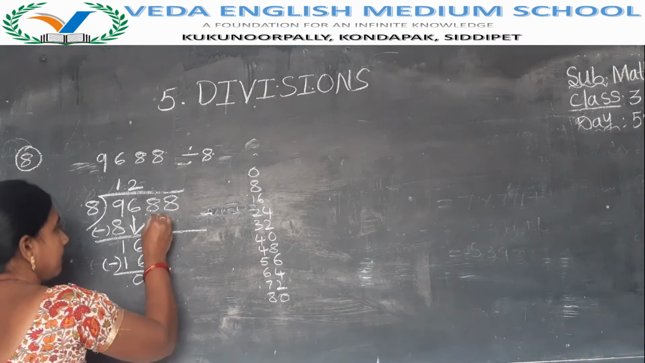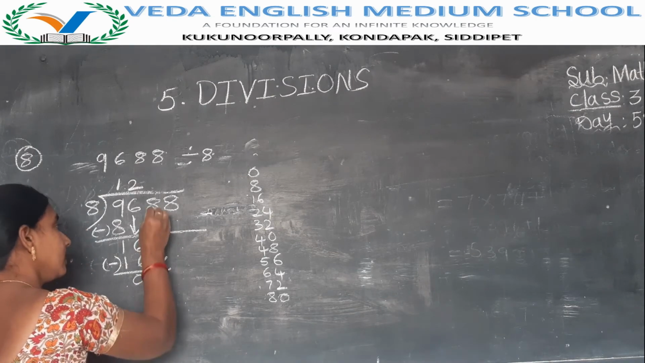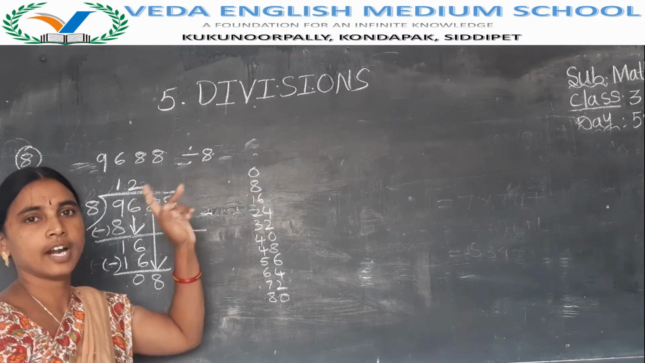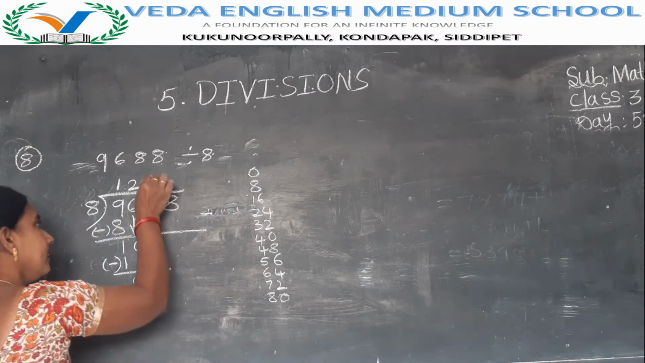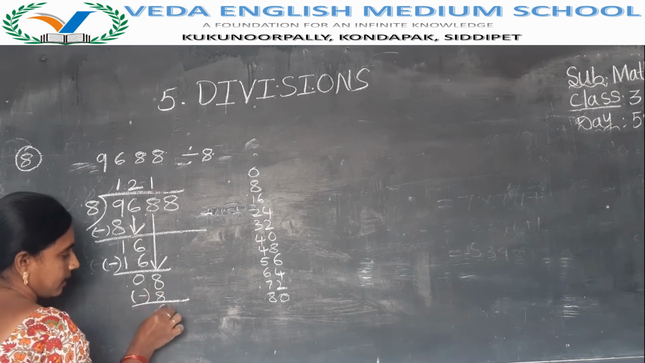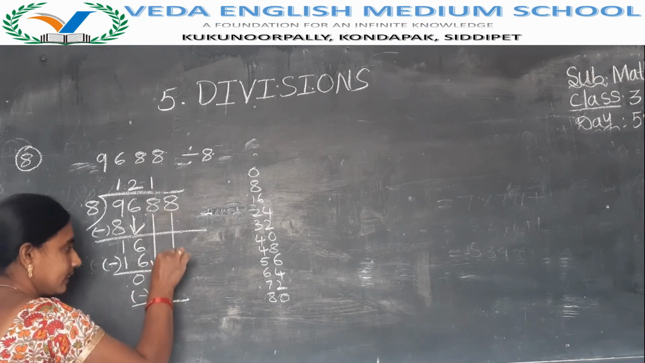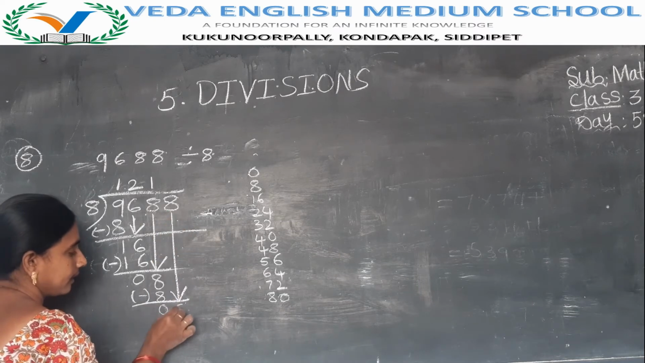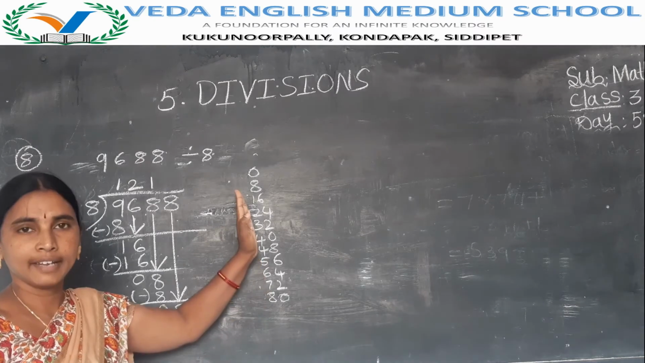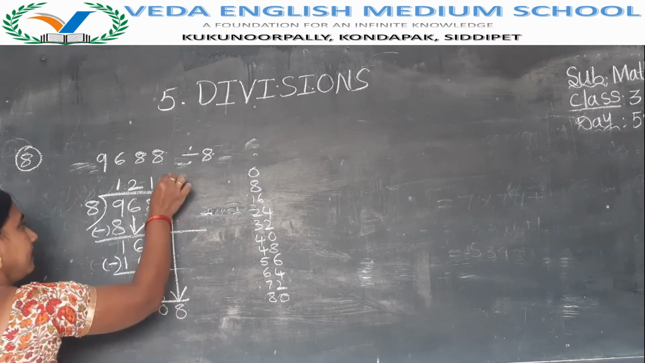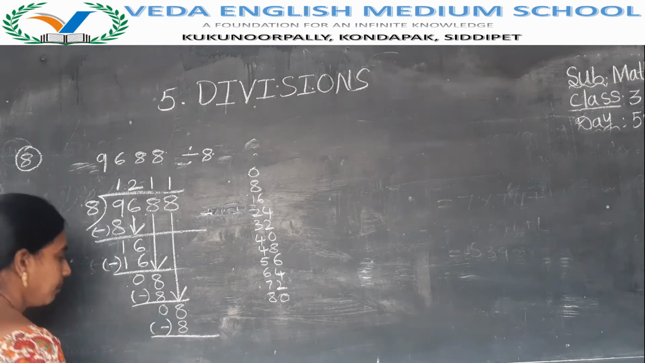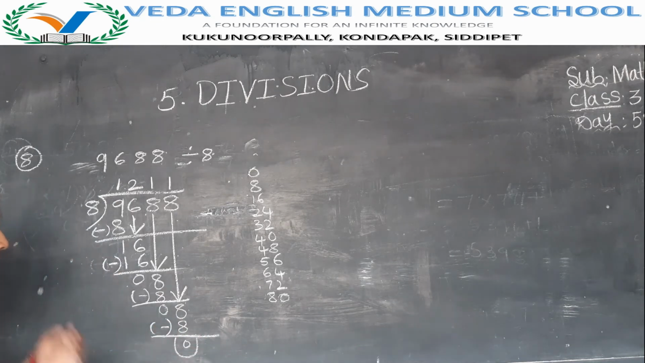Okay. Now bring down this digit, that is 8. How many times 8 is there in this table? 1 time 8 is 8. So 8 ones are 8. 8 minus 8 is 0. One more digit, bring down 8. Here also, how many times 8 in this table? 1 time 8 is 8. So 8 ones are 8. Here also subtraction: 8 minus 8 is 0.